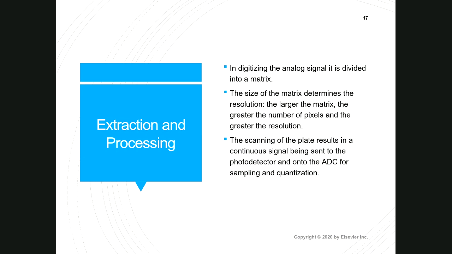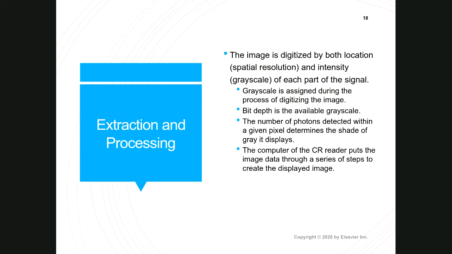And they tell you that the scanning of the plate results in a continuous signal being sent to the photodetector and onto the analog to digital converter for sampling and quantization. Do not like that word. So the image gets digitized by both location and intensity. The location helps with the spatial resolution, and the intensity or quantity is what your grayscale is. So the grayscale gets assigned during the process of digitizing the image.